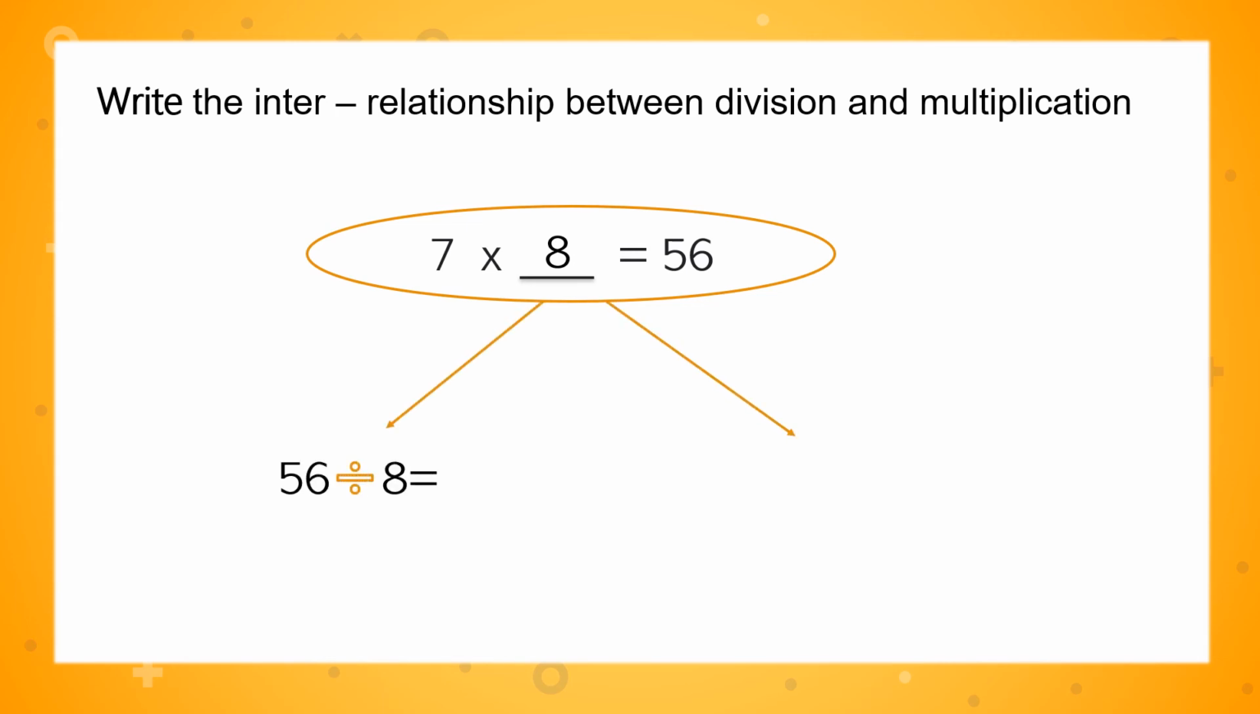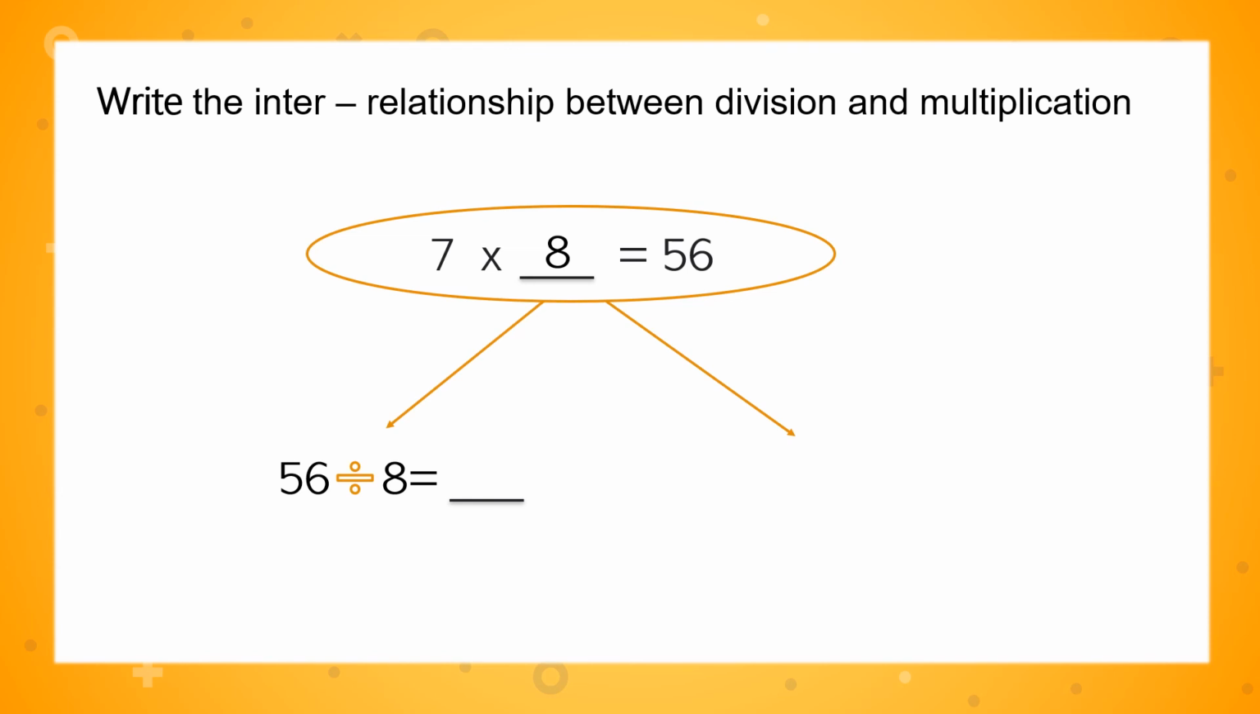Now 56 divided by 8 is equal to dash. So we will say the 8 times table till we get the answer 56. So 8 ones are 8, 8 twos are 16, 8 threes are 24, 8 fours are 32, 8 fives are 40, 8 sixes are 48, 8 sevens are 56.